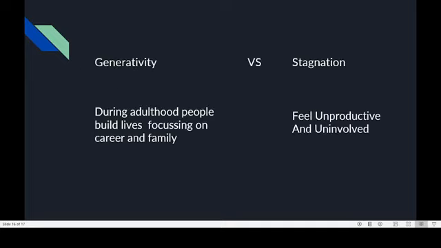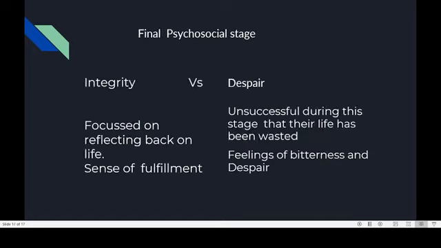This is the next stage, generativity versus stagnation. It usually occurs during later adulthood, where adults start having children and focus their life on both career as well as family. During this stage, if they are able to succeed, then they develop an attitude of success, and sometimes they may feel unproductive or uninvolved, which leads to stagnation.